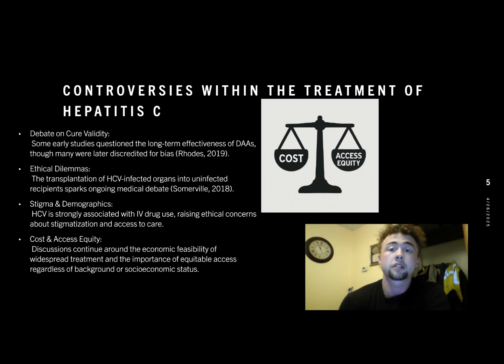And finally, we can talk about the controversies regarding the treatment of hepatitis C. Since hepatitis C is considered a virus, it is technically incurable, although through the effectiveness of the direct-acting antivirals, it's actually been discredited and found that just like with HIV, the lowering of these virus particles within the liver can show no signs of any side effects regarding HCV.